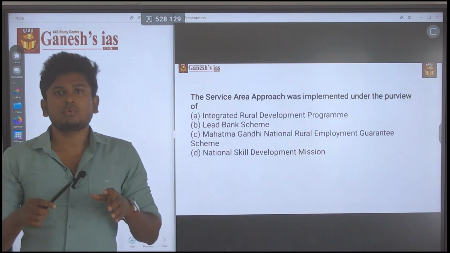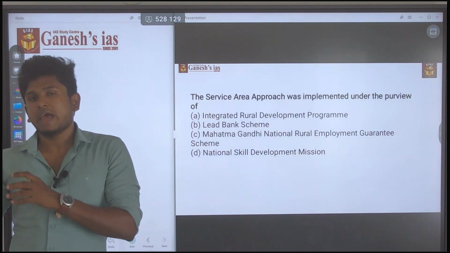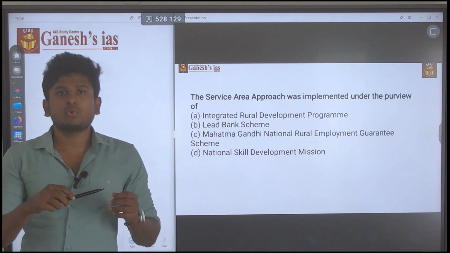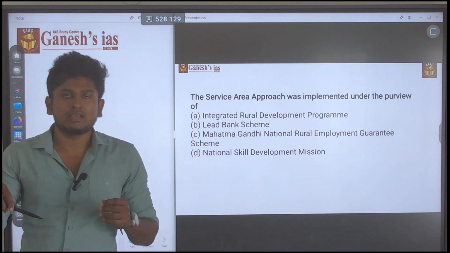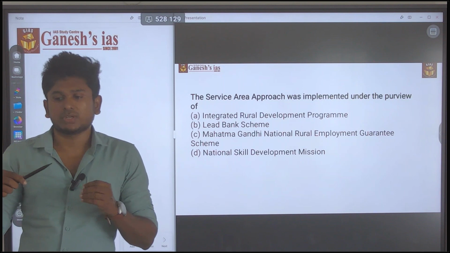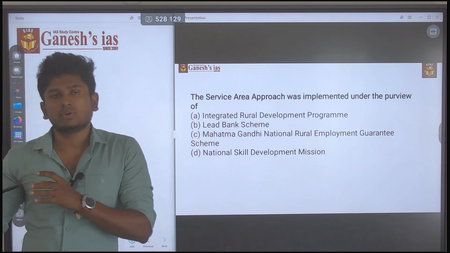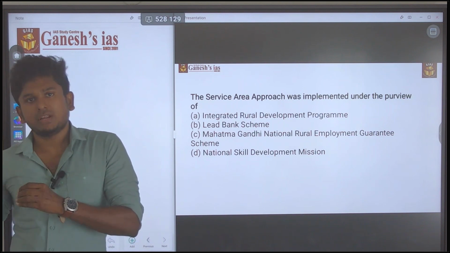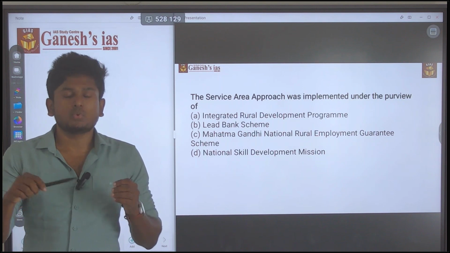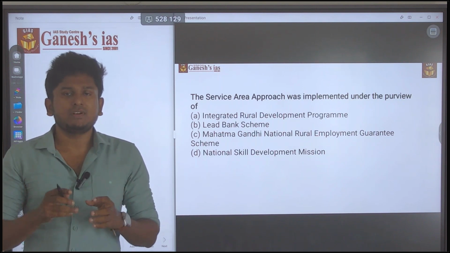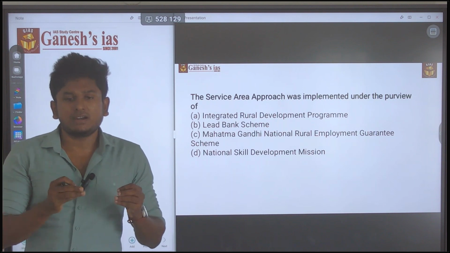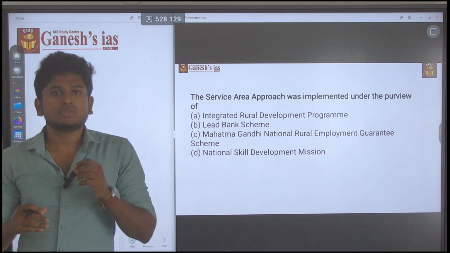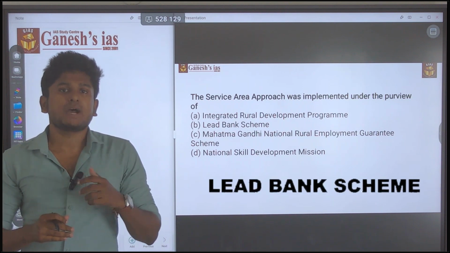This SBI will coordinate with the other banks, such as Axis Bank, ICICI, Indian Bank, Indian Overseas Bank. They will coordinate with all other banks in their district to increase financial inclusion towards rural India, to increase the financial flow or lending activity that reaches rural India. For that, this SBI will coordinate with all other banks, and they will create a certain chain of events, and by that they will increase the financial flow towards rural India also. So this is the major idea about the lead bank scheme.